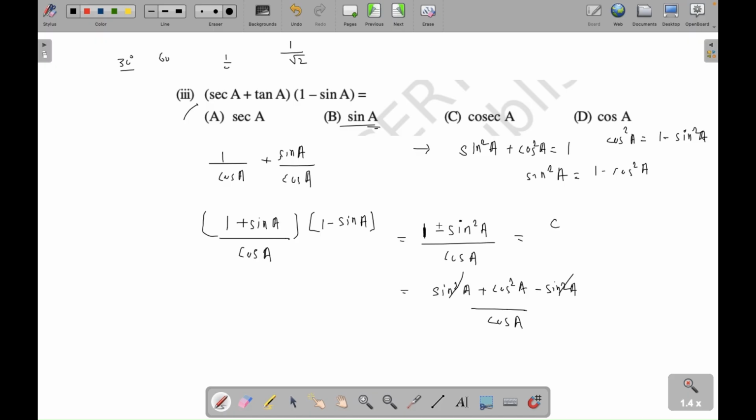Otherwise, you can just know the identity. 1 minus sine square A is cos square A. So you'll again get cos square A upon cos A, which then reduces to cos A, right? We have already discussed we cannot substitute A as 45. Why? Because the options have both sine A and cos A, right? So if you substitute 30, say 30 degrees. So what is the value of, so you have sec A, right? So what is the value of cos 30?